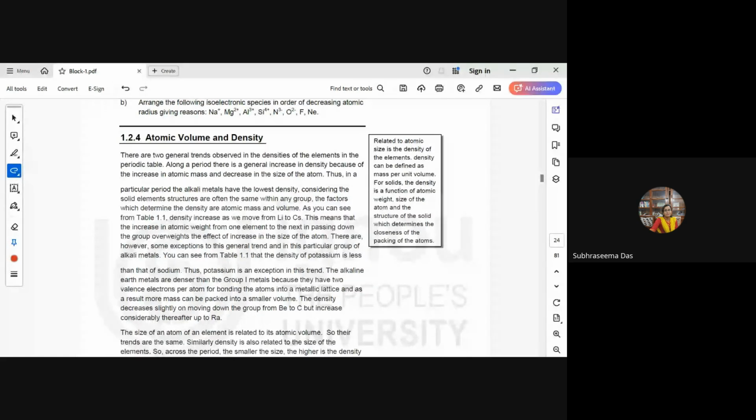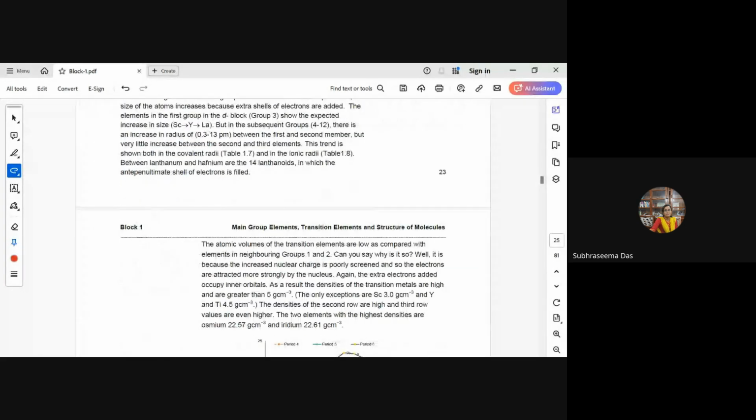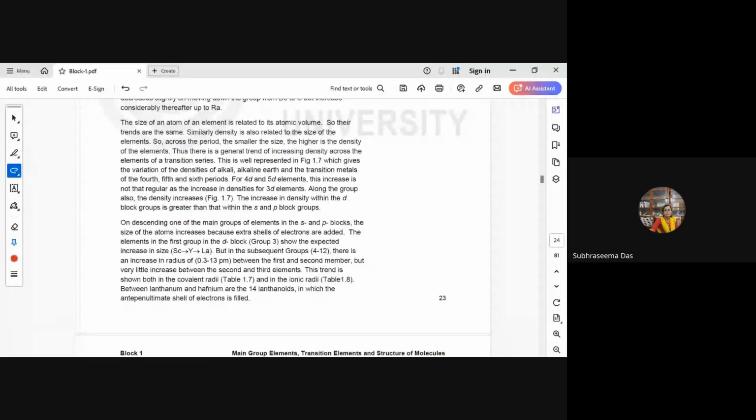Now coming to another property, atomic volume and density. These are two general trends observed in the densities of the elements. Along a period there is a general increase in the density, because the atomic mass increases and the size of the atom decreases. Therefore in a particular period, the alkali metals have the lowest density, because as we move along the period, the density increases.